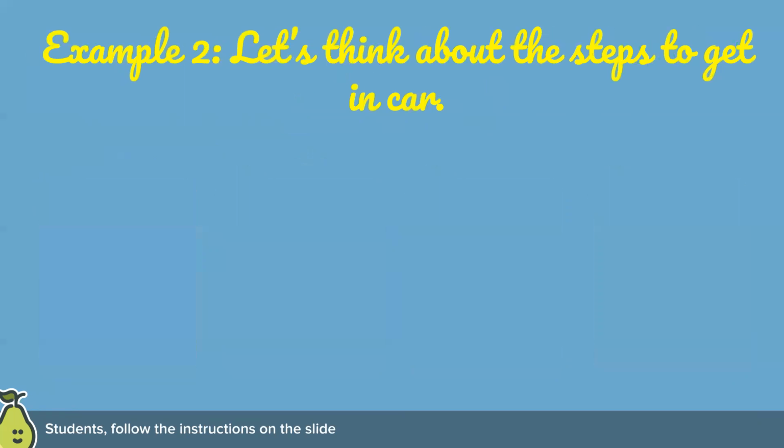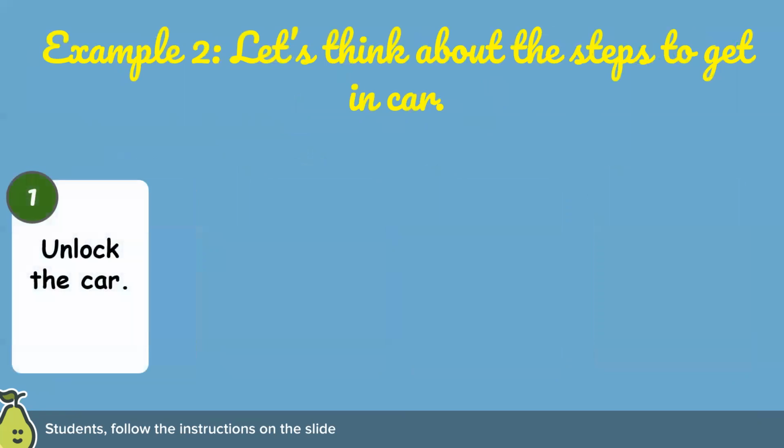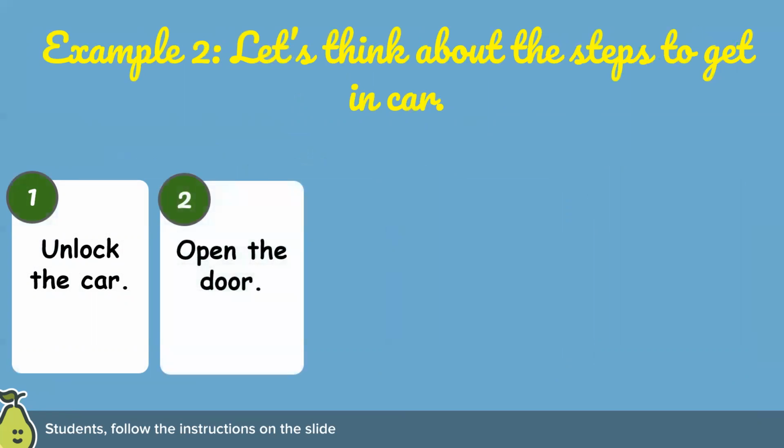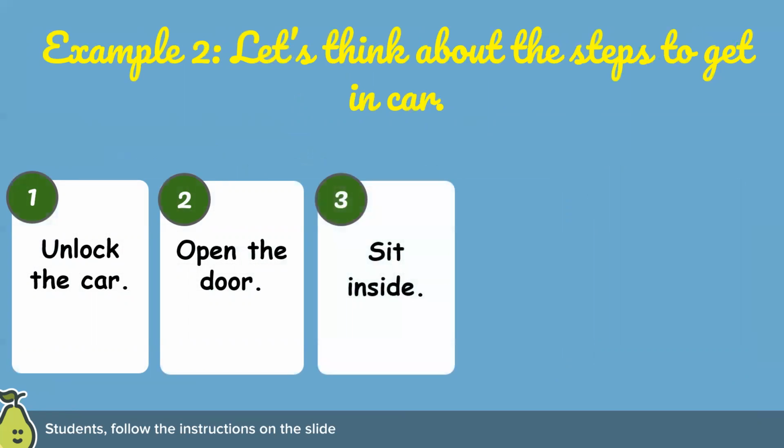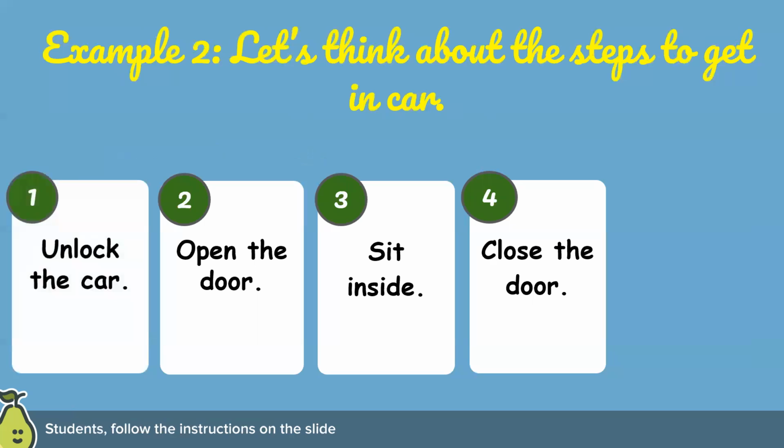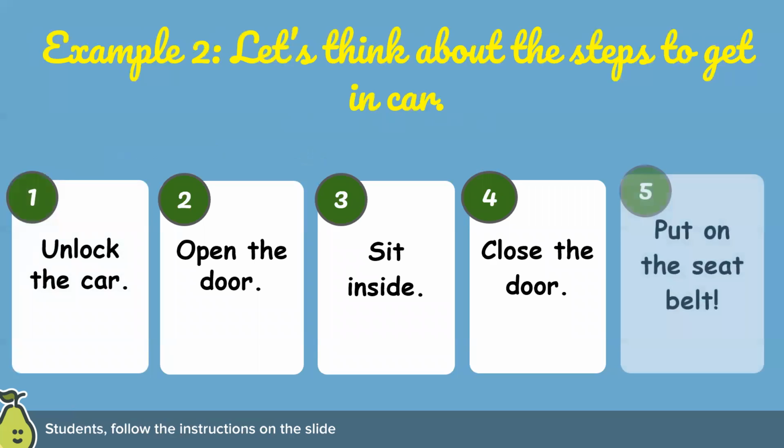Now let's take a second example. Let's think about the steps to get in a car. First of all, we are going to unlock the car. Next, we will open the door. We will sit inside. Then we will close the door. And then we will put on the seat belt. So these are some of the few examples which show you how to do simple tasks in our day-to-day life and the sequence of steps which we need to perform to do them.